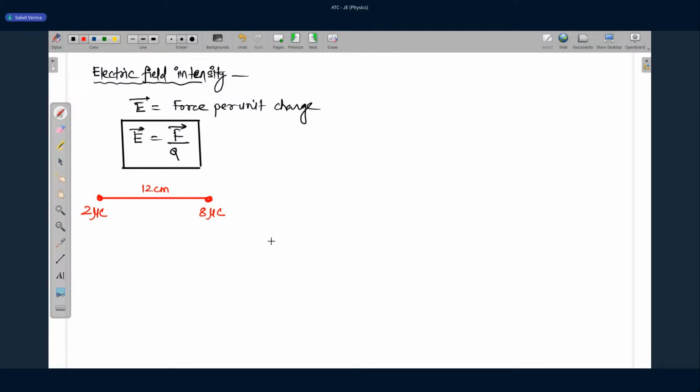So we have to find the point where the electric field intensity is 0. Let us say this is the point where the electric field intensity is 0. Suppose this distance is x. So the other distance will obviously be 12 minus x. Now we want to calculate the electric field.